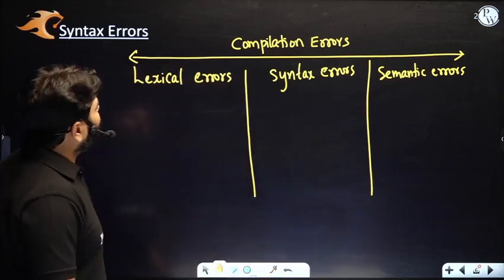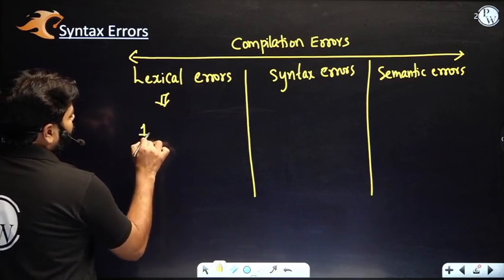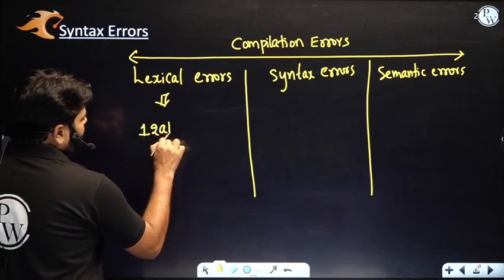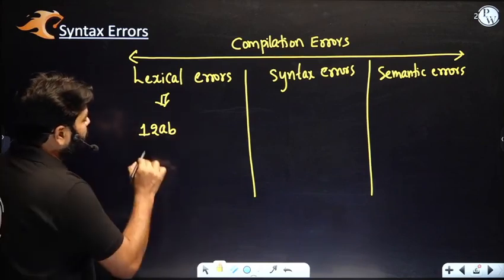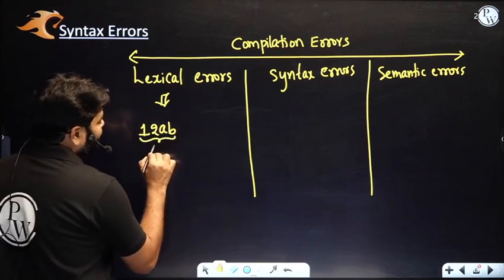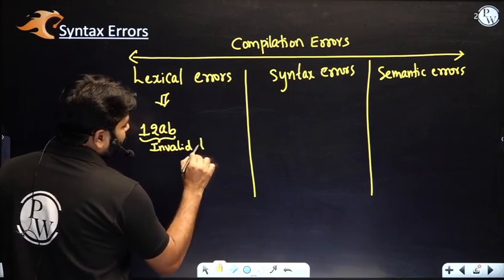So what are the lexical errors that you may see? Sometimes we write, as I told, 12AB. This is going to be an error because this group is an invalid sequence, right? It's an invalid character sequence. It's an invalid token.